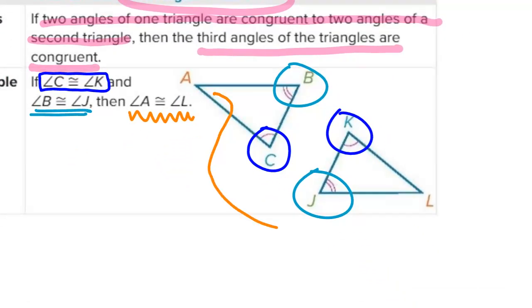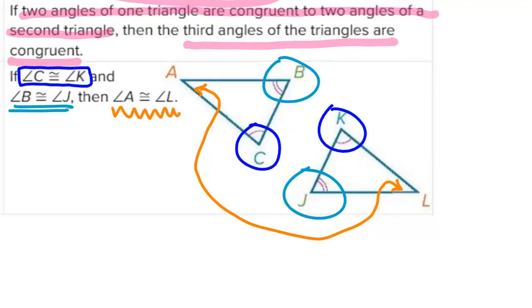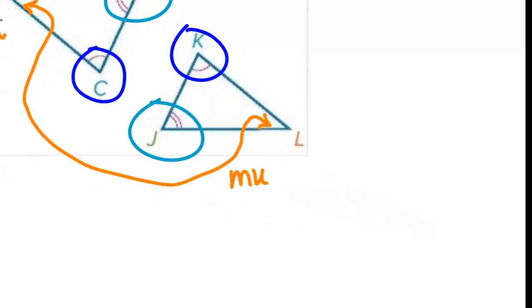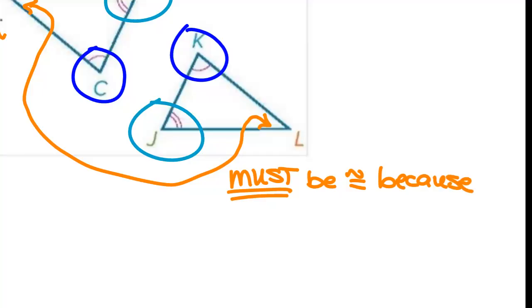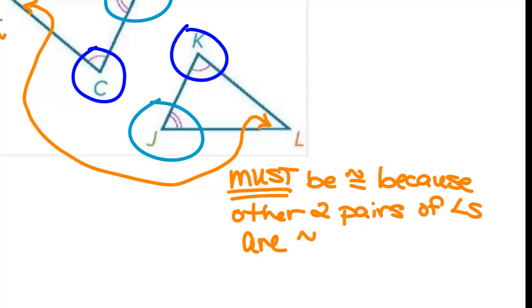So this angle and this angle must be congruent because the other two pairs of angles are congruent.